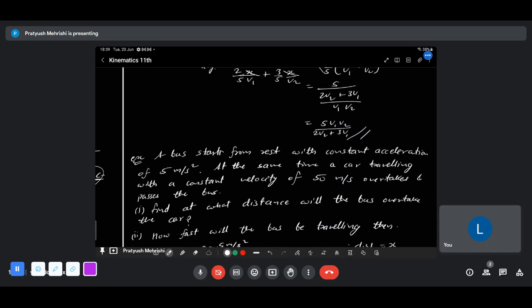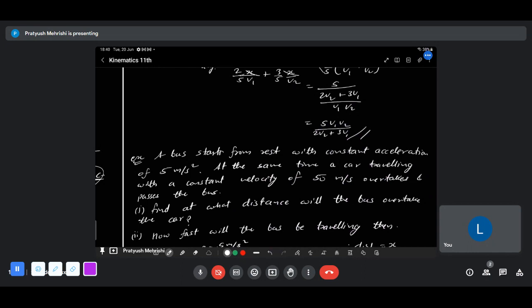It will take some time to achieve the speed which is equal to that of the car. How much time will it take? We can calculate that separately. After that time, what will happen? After that time, the distance between the car and the bus will start decreasing.